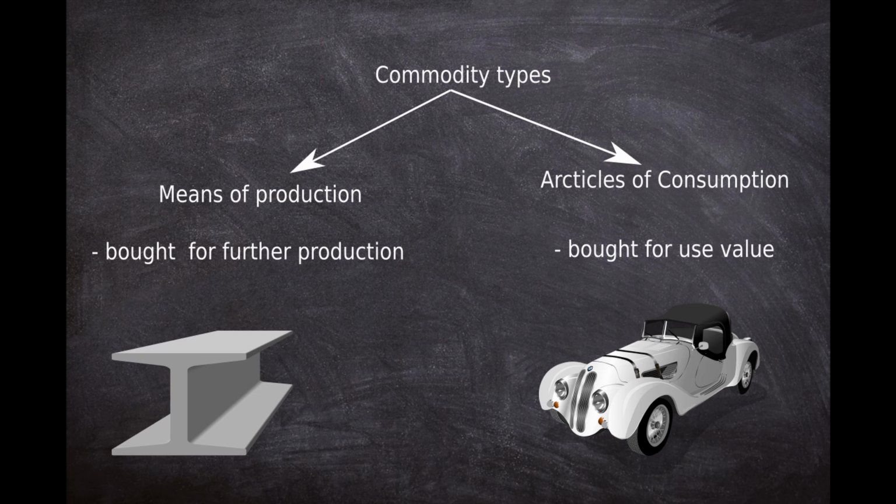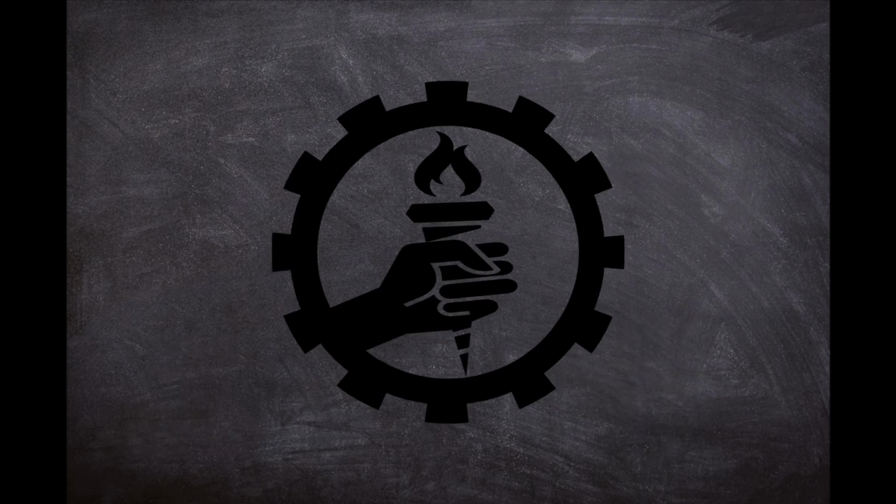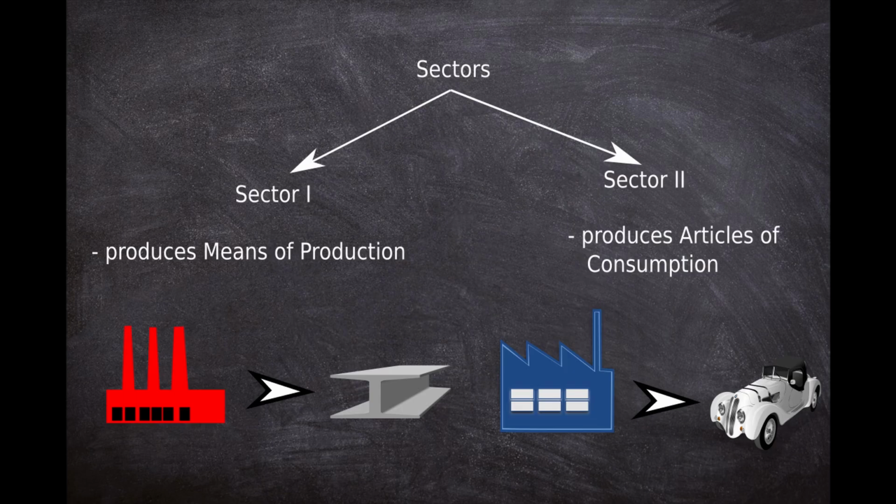And articles of consumption, which hold use value for the individual, are used for them. Something like houses, bread, books, and so on. So, we can put production into two sectors, Sector 1 and Sector 2, based on what they are producing. Sector 1 produces means of production, and Sector 2 produces articles of consumption. Sector 1 and 2 together would comprise the total social capital and therefore the capitalist economy as a whole.